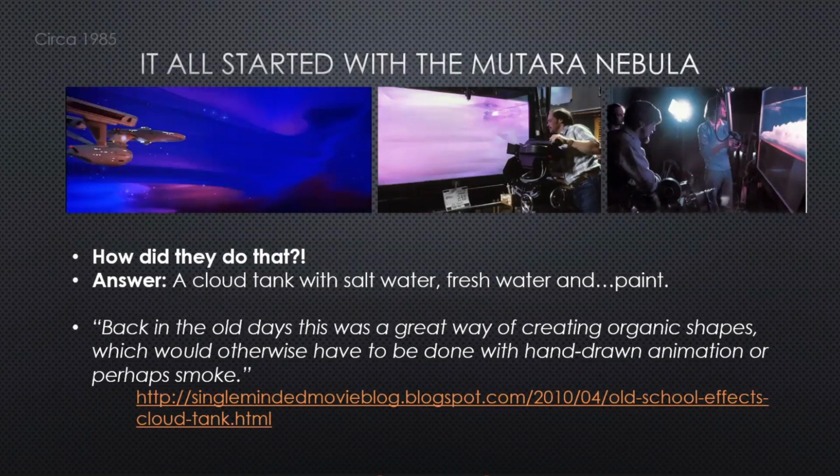So for me, it all started with something called the Mutara Nebula, which is in a little known sci-fi series called Star Trek. It was in Star Trek 2. It was towards the end in the big battle between Kirk and Khan. And I remember, and I'm betraying my age a little here, I was probably about 6 or 7 at the time, looking at that effect of the nebula and thinking, how did they do that? How did they make that effect?